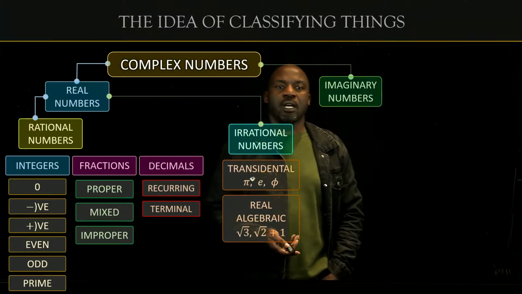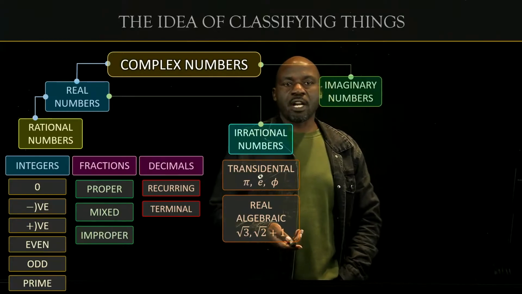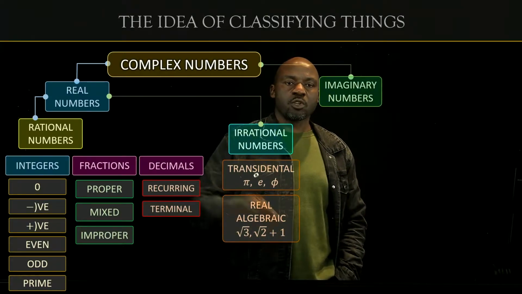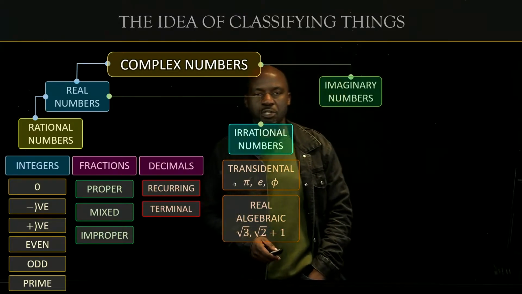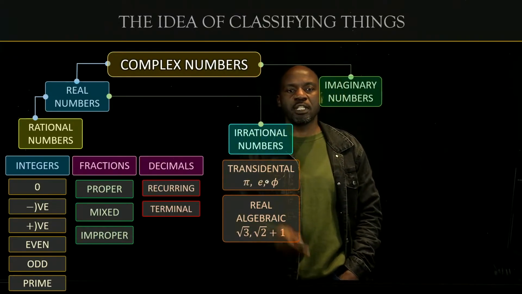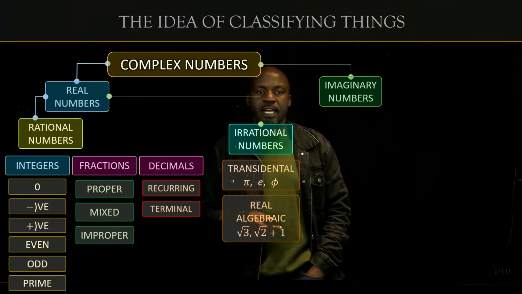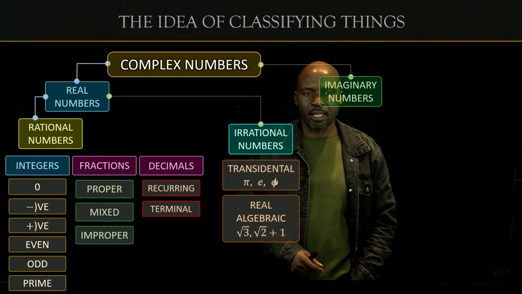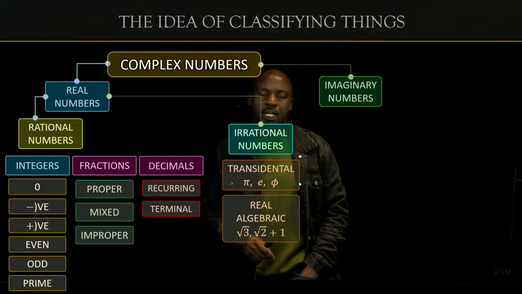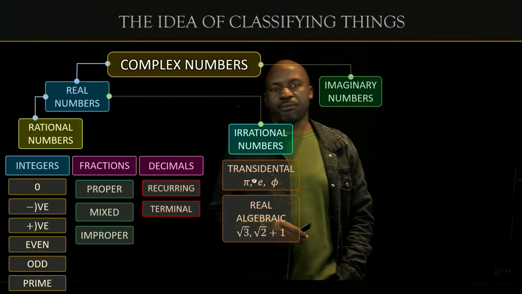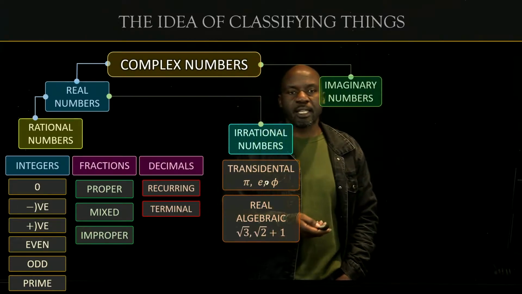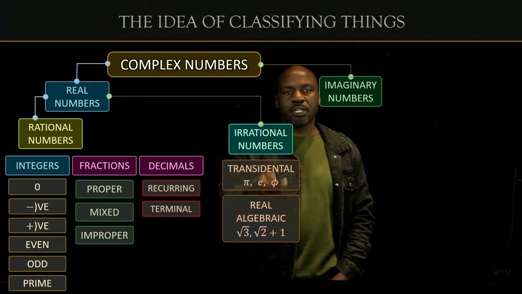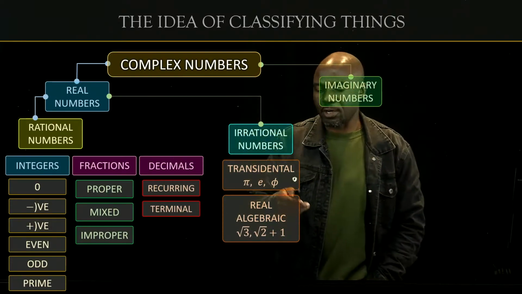And then we have irrational numbers that fall under the real algebraic numbers. So the square root of 3, 1.732, and so on continues to infinity, non-recurring, non-terminating, is an irrational number. Root 2 plus 1, I think, is about 2.4142 or something like that. Again, that continues to infinity, non-terminating, non-recurring. So these are referred to as irrational numbers, okay?